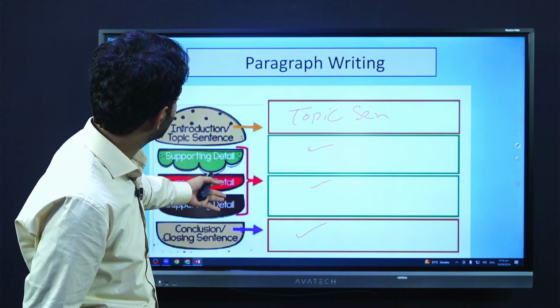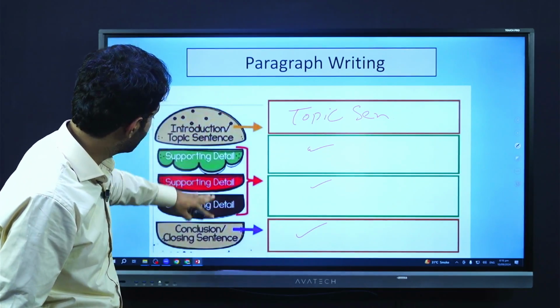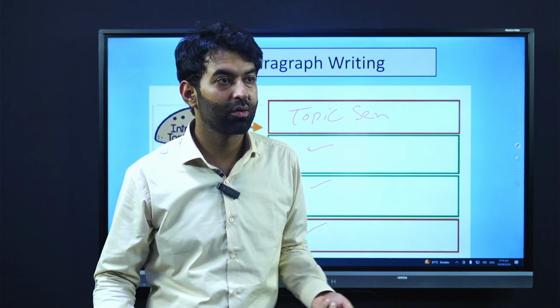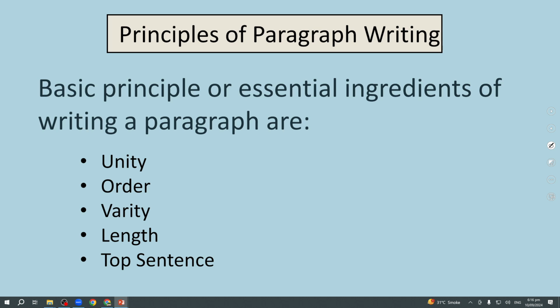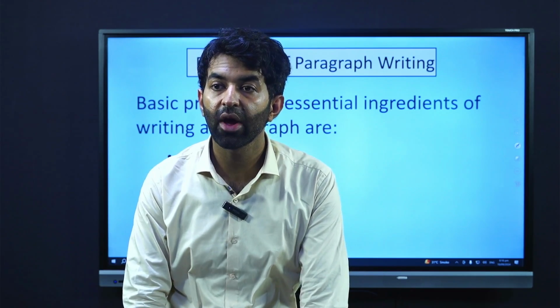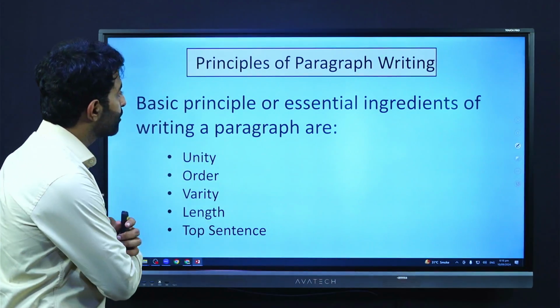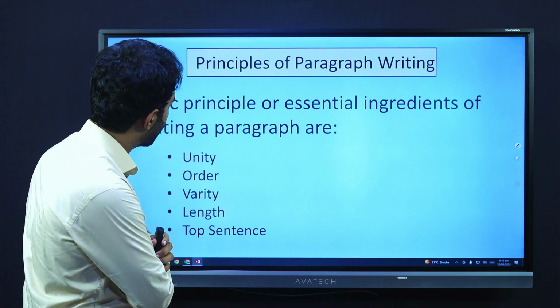Why do we call it a burger technique? Because supporting details are like the patties in a burger, and the topic sentence and the closing are like buns. So that's why we name it a hamburger or burger technique. All right. There are some principles before we move on to some examples of writing, and for homework उसके लिए भी आप क्या करेंगे? Some topics are given, you will write an essay on that topic. We have some basic principles, or we can call them ingredients, in writing a paragraph.